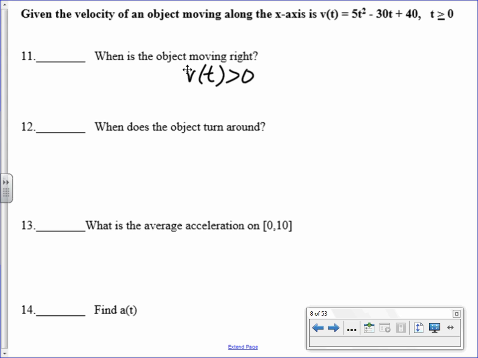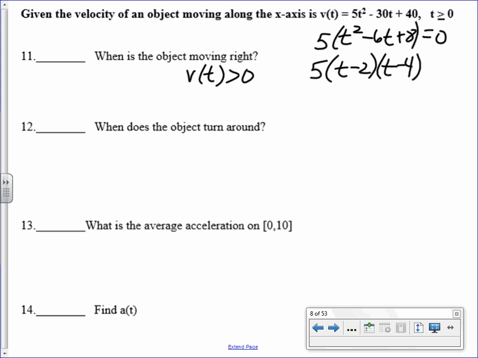If we set this equal to 0, we could solve it by factoring. First I would factor out the 5. So our velocity is 5 times (t minus 2) times (t minus 4). Our velocity would equal 0 when any of the factors is 0. Now 5 is never going to be 0, so don't write that down. So the product will be 0 when t minus 2 is 0, or t equals 2, or when t minus 4 is 0, that is, t equals 4. So those are the only times my velocity could change sign.